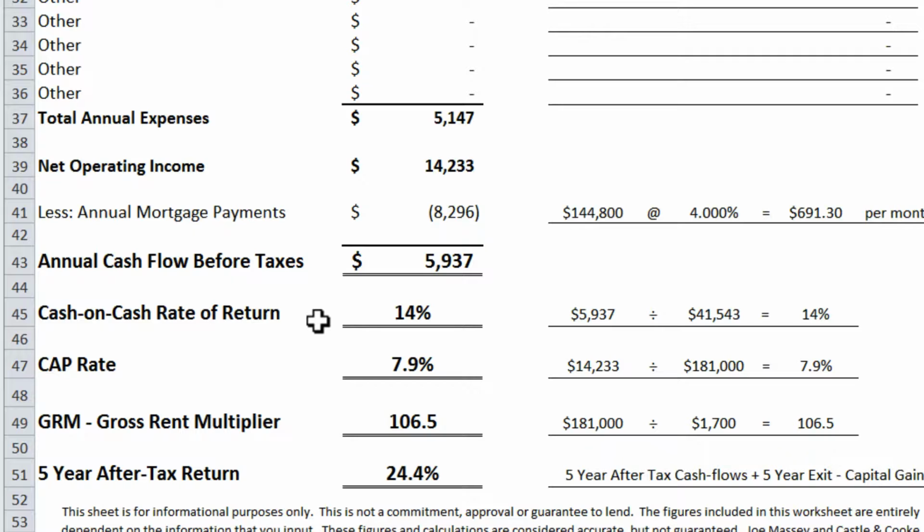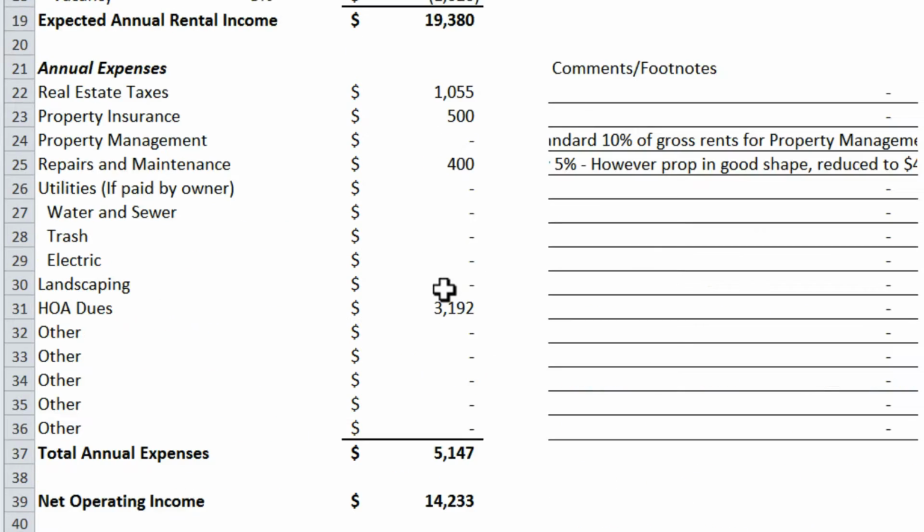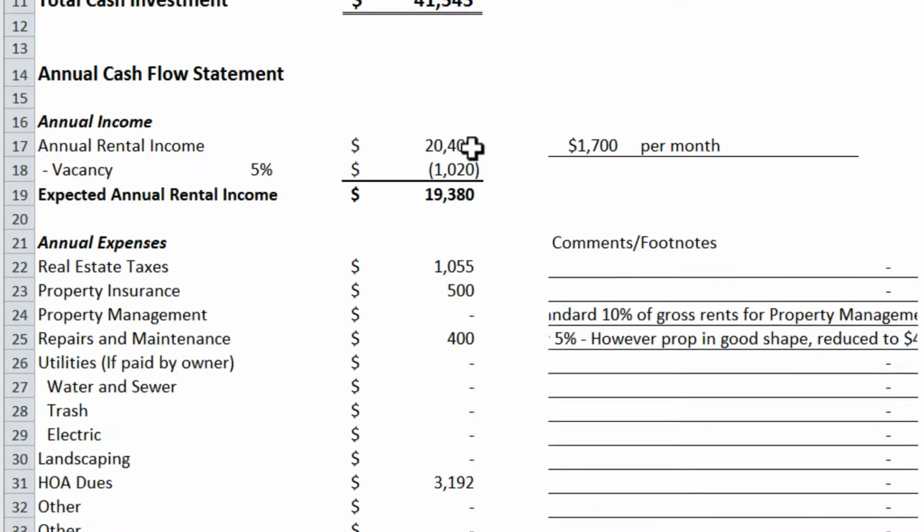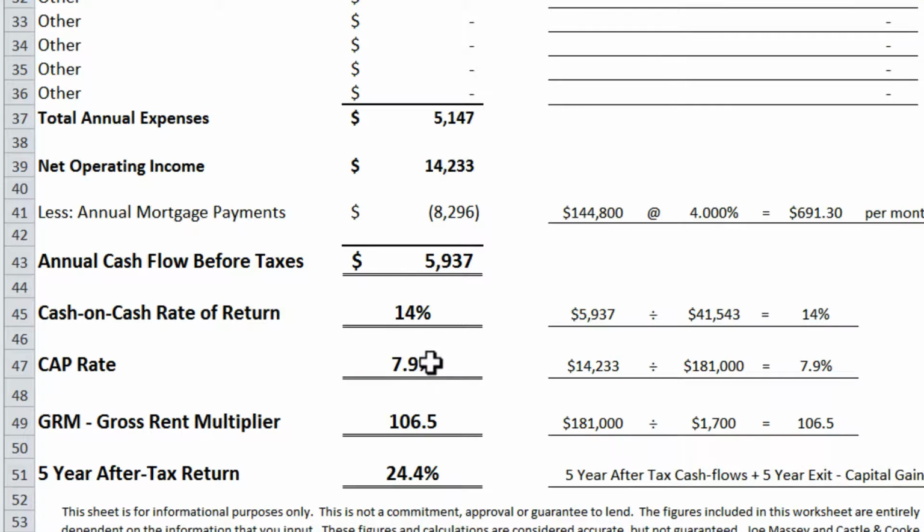Next, we have the cap rate. All right, cap rate is 7.9% on this property. Now, this is another way that people like to analyze properties. This is $14,233. This is the net operating income divided by the price paid for the property, $181,000 right here. So this is a way to consider, if I just paid cash for this property, what would I get as a return? So it's a great way to compare this across other investments as well.